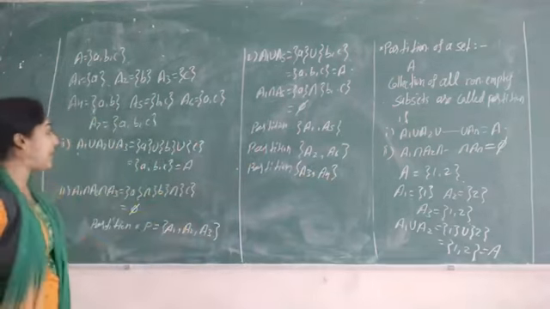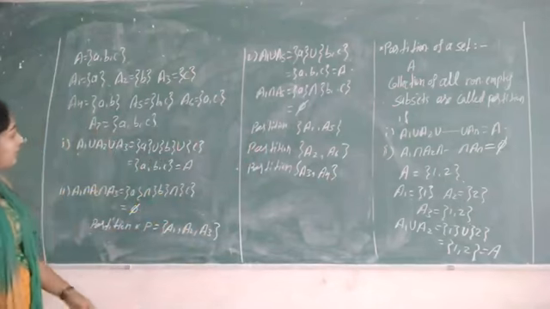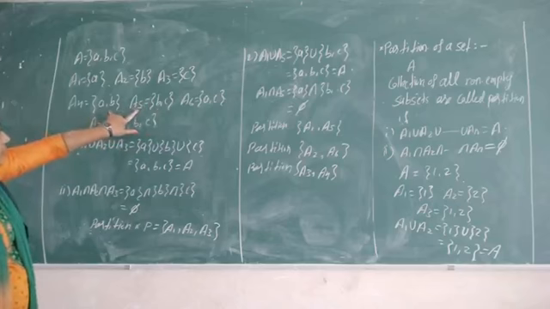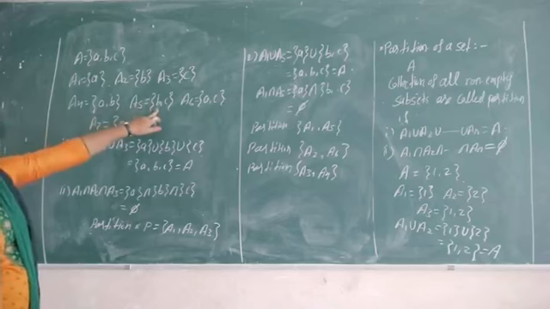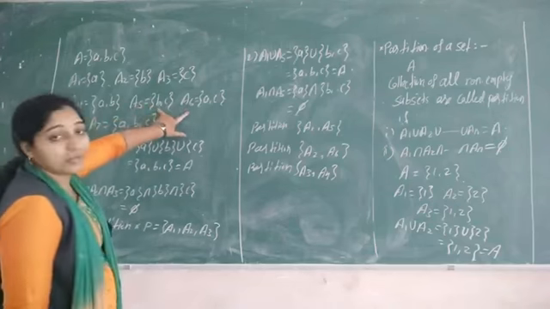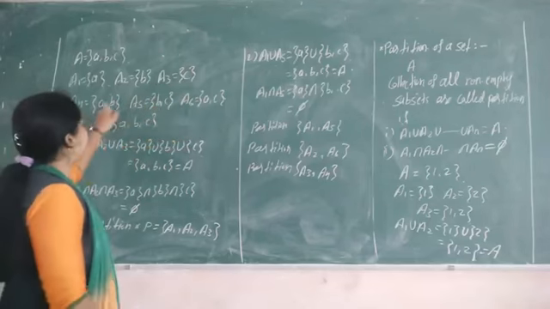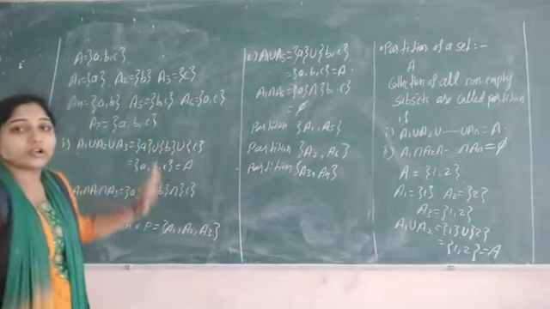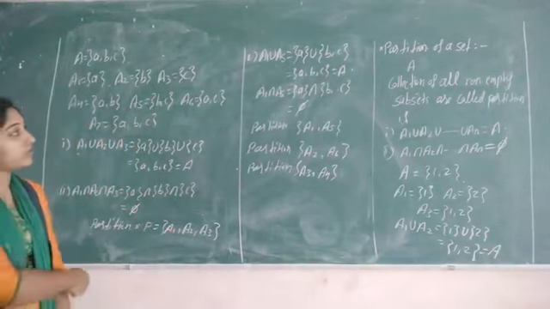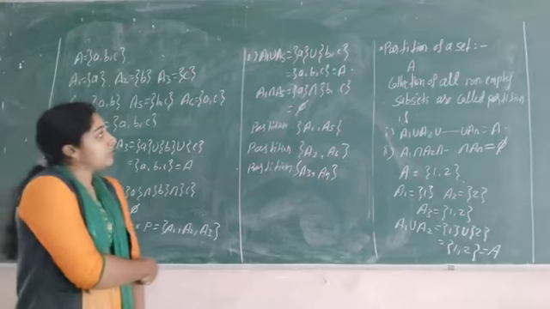So these are the possible partitions of the given set A. You can't get others, because if you take A4 and A5, we get the common element B, but we don't want any common element. If you take these two, you get the common element C. If you take these, you get the common element A. So it is not possible. Only these are the partitions of the given set A. Okay, so this is about partitions.